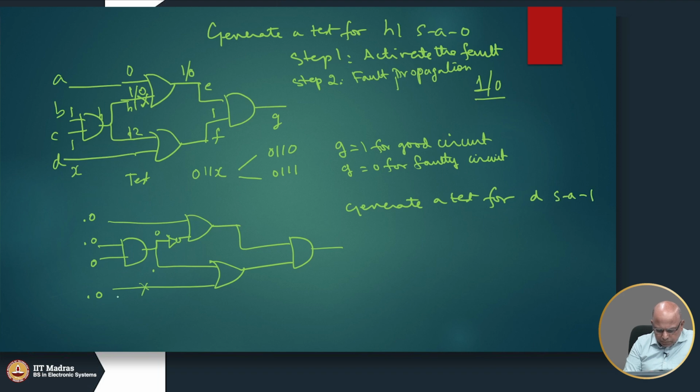So, in order to propagate, first thing is to activate the fault. So, I had to put a 0 here, that will activate the fault. Okay. So, a good circuit will have a 0, but the faulty circuit will have a 1. And in order to propagate it further, I had to put a 0 here, that will propagate the fault here. So, the good circuit will have a 0, the faulty circuit will have a 1.